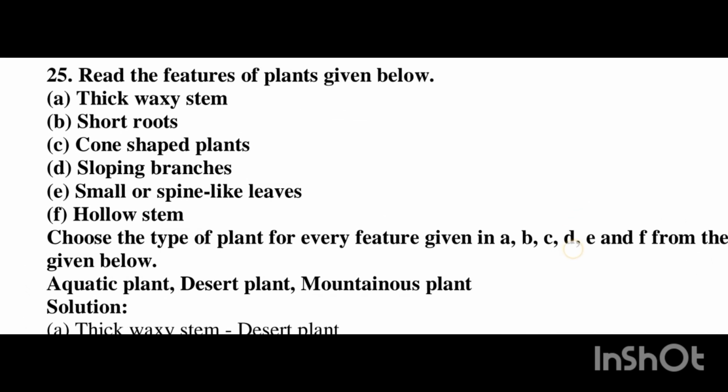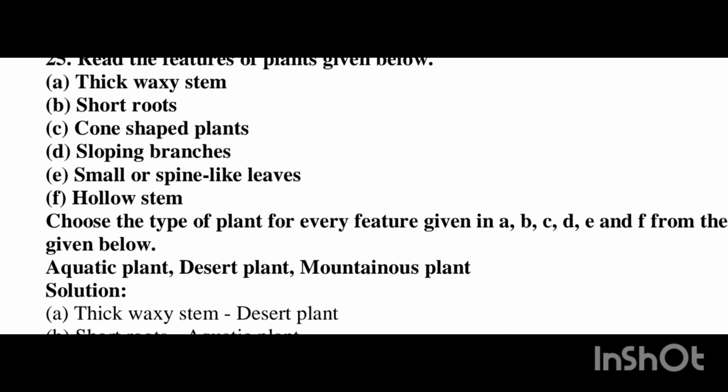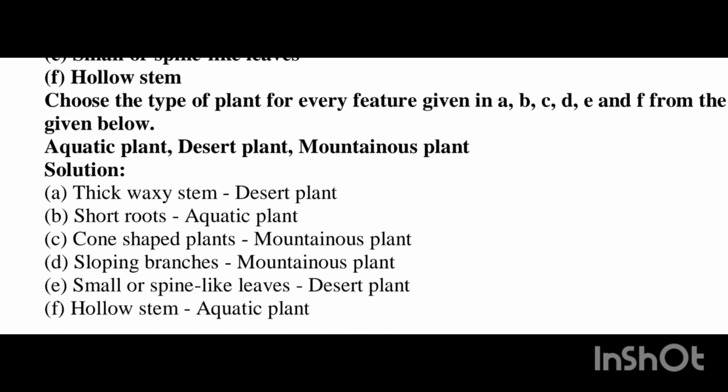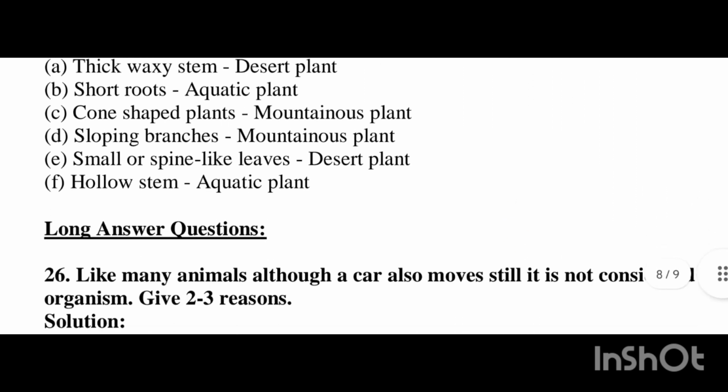Next question we have, read the features of the plants given below. Thick waxy stem, short roots, cone shaped plants, sloping branches, smaller spine-like leaves and hollow stem. Choose the type of the plant for every feature given in A, B, C, D, E and F from the given list: aquatic plant, desert plant, mountainous plant. Now thick waxy stem is in desert plant, short roots are in aquatic plants, cone shaped plants mountainous, sloping branches are also in mountainous, small and spine-like leaves again in desert and hollow stems again in aquatic plants.